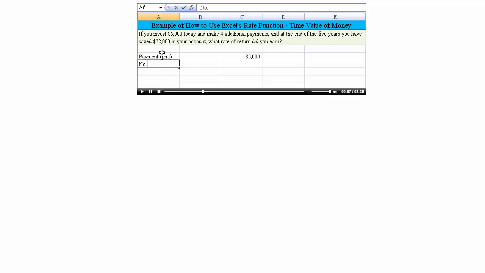Okay, the number of payments, which is usually abbreviated as N, is 5. We make 1 today and 4 more in annual amounts, so that's 5. Okay, the future value, usually abbreviated as FV, is $32,000.